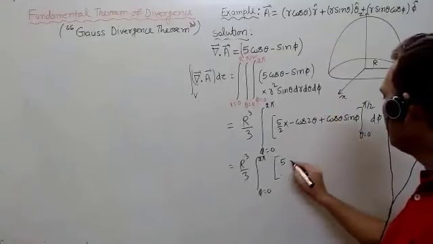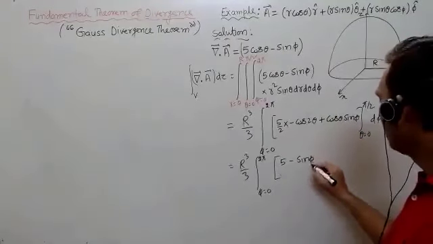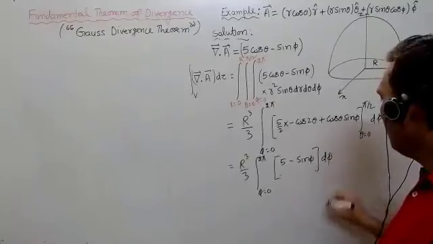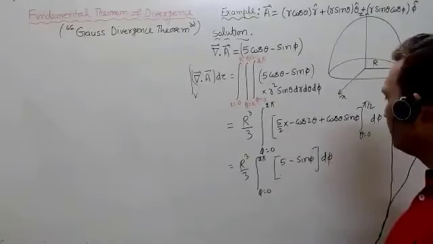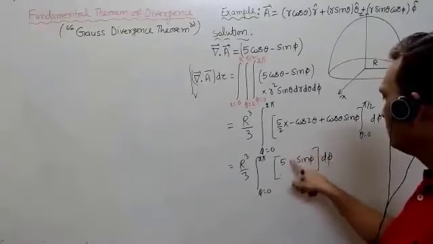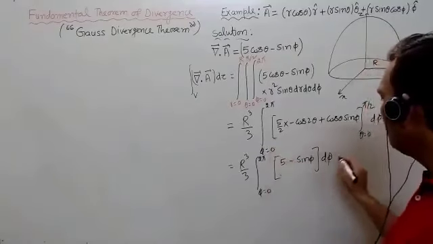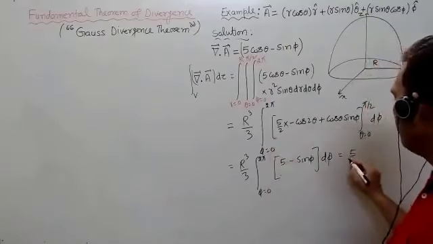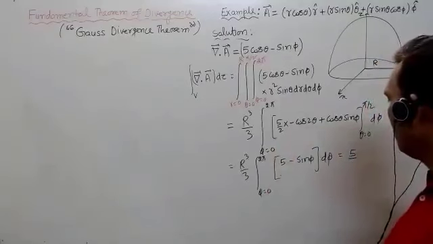And then this is minus sin phi. And if you integrate with respect to phi, this will be 0. Sin phi from 0 to 2 pi will be 0. So this integral is simply 5 by 3, 5 pi.